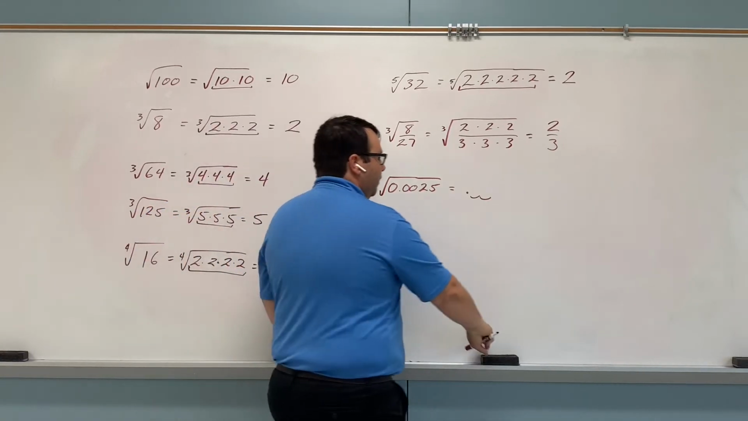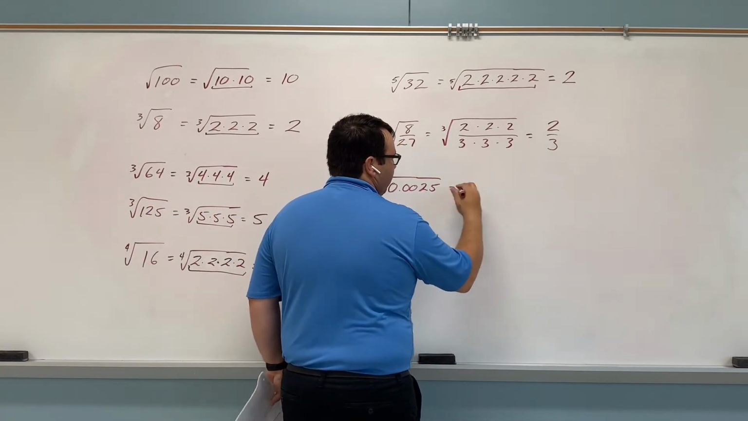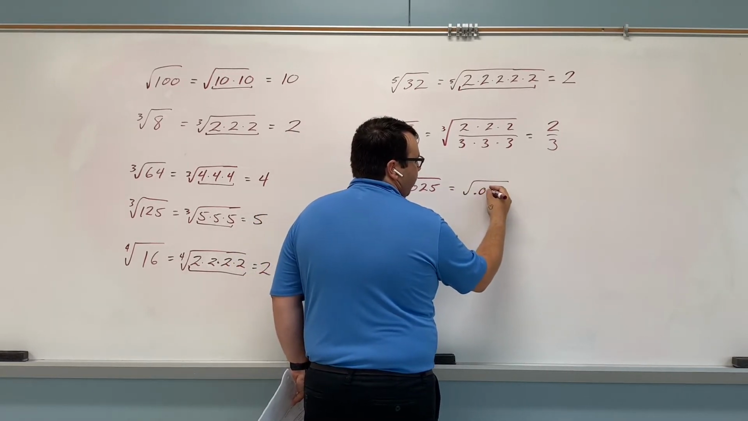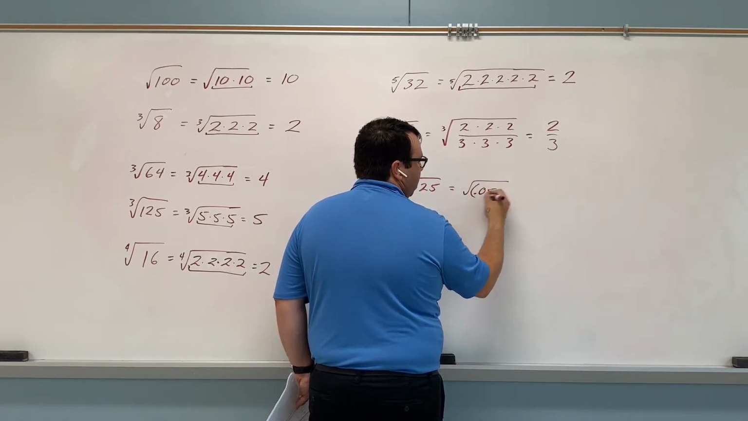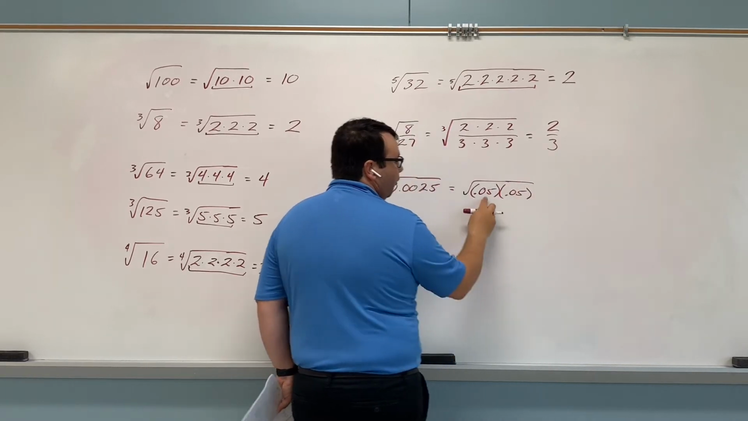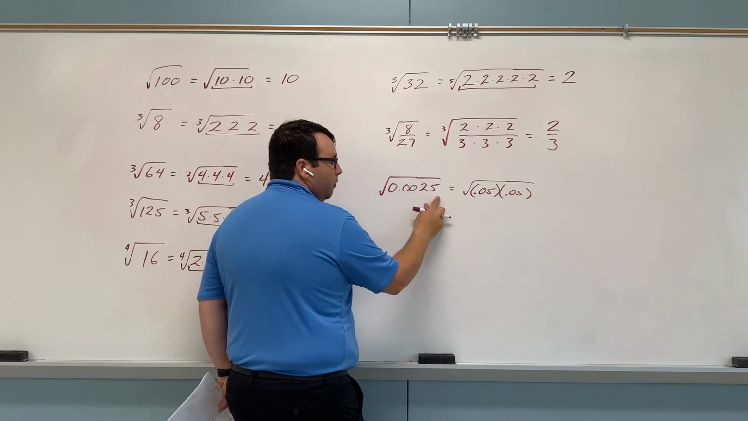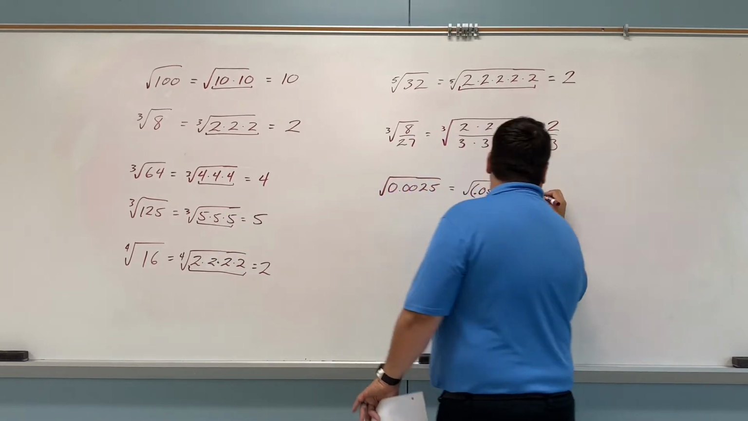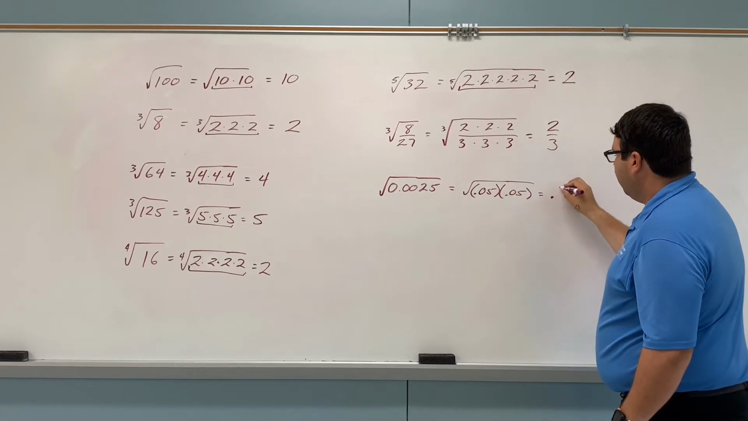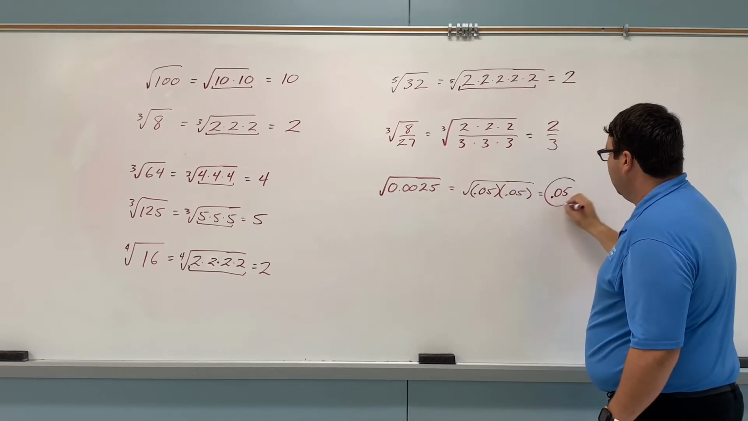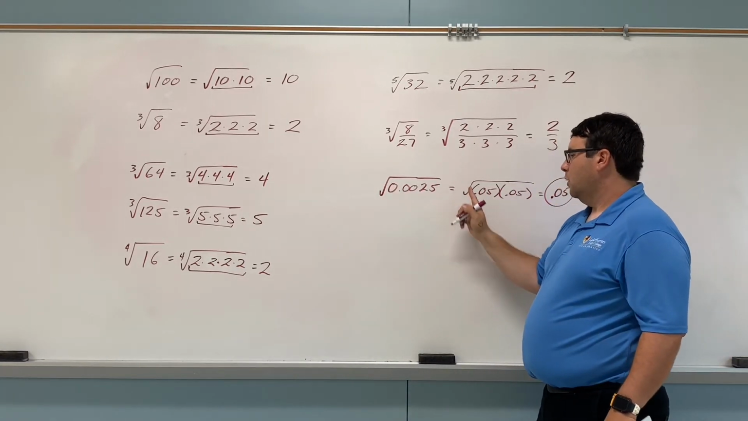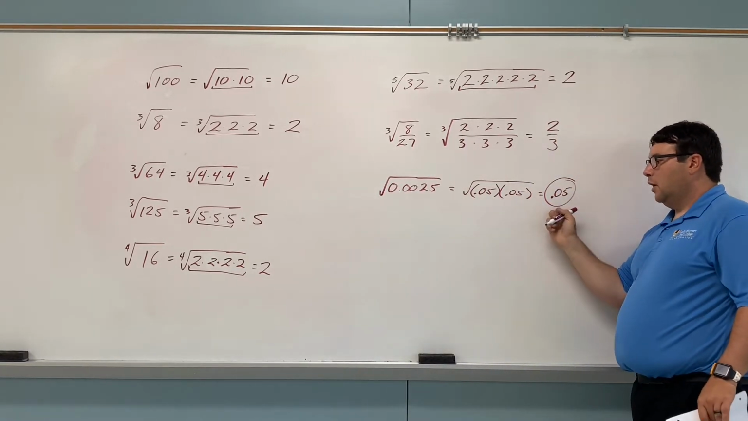So in this case, the square root of 0.0025 could be 0.05 times 0.05. In total, I have 4 decimal places, and 25 broke up into my 5's there. So that means I have 0.05 as my end result. Again, root index of 2. I have 2 of a kind, and I pulled it out.